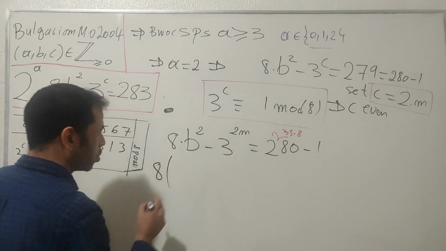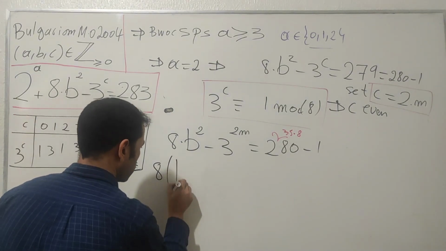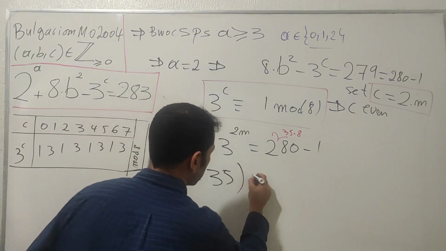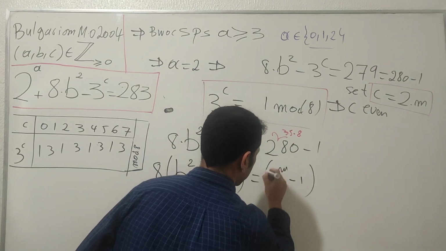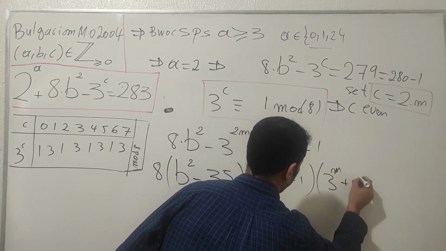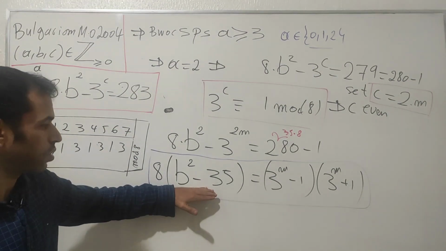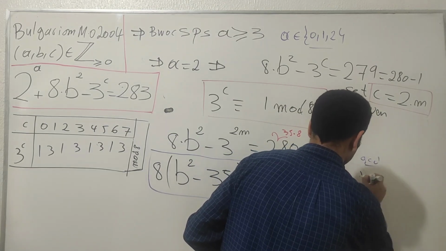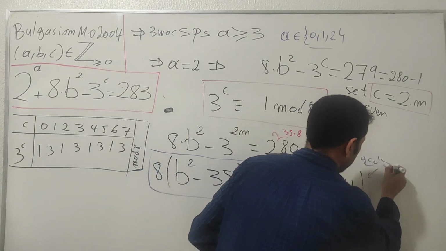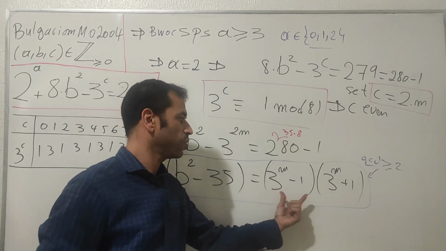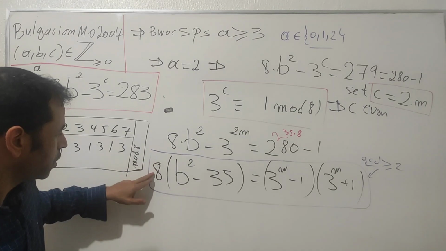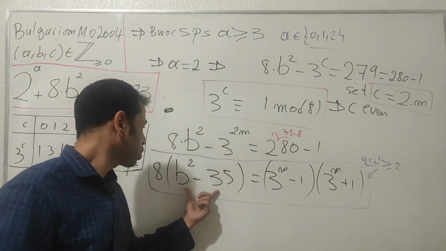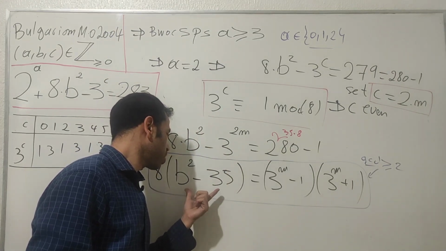My equation will be expressed as 8 multiplied by b squared minus 35, which equals 3 to the m minus 1 times 3 to the m plus 1. Here is a challenge point. We know that the GCD of these terms is equal to 2, because this term is even and this one is even. It's clearer here: 8 is a known value, which means 8 can divide these two terms, which is okay. But this one we don't know about, we don't know any information about it.